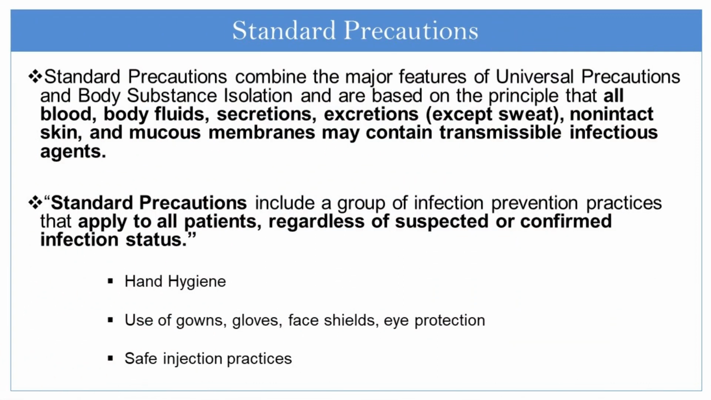These are the standard precautions. The standard precautions combine the major features of universal precautions and body substance isolation, and are based on the principle that all body fluids, blood, secretions, and excretions except sweat, non-intact skin, and mucous membranes may contain transmissible infectious agents. Standard precautions must include infection prevention practices that apply to all patients regardless of suspected or confirmed infectious status: hand hygiene, use of gowns, gloves, face shields, eye protection, and safe injection practices.